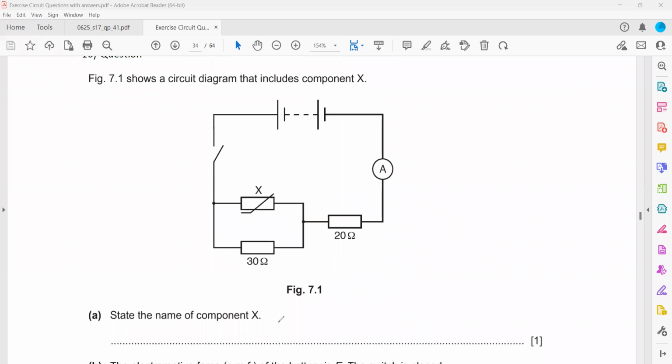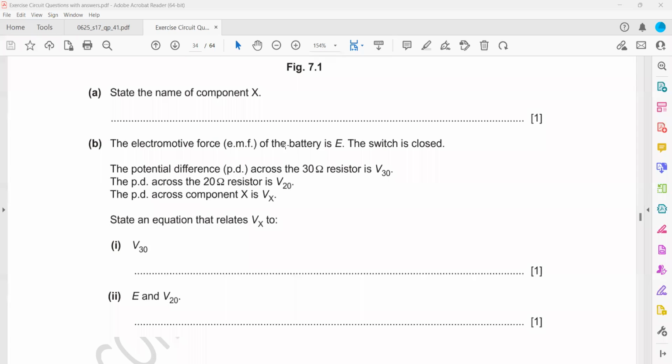Yeah, that's right. X is representing a thermistor. If it was a variable resistor, then there should be an arrow. You have to learn the circuit symbols. If it was an LDR, light dependent resistor, then the arrows are pointing inward. But this is a thermistor. And for a thermistor, its resistance is inversely proportional to temperature. If temperature increases, its resistance will decrease.